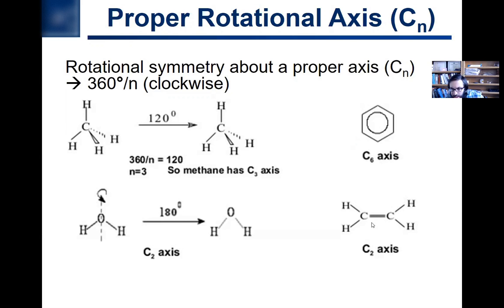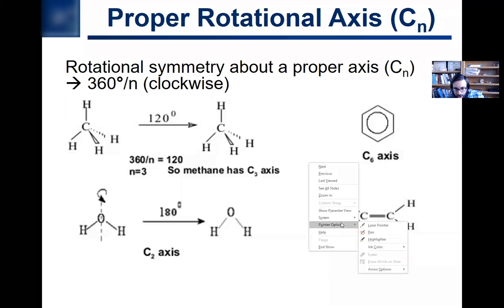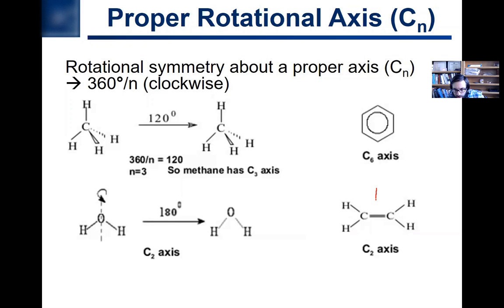This is ethylene, or ethene. This also has a C2 axis. It actually has two C2 axes. If we want to look at what those are, one of them is going to be like this, to rotate it this way. That's going to take this hydrogen to that hydrogen, this hydrogen to that hydrogen. The hydrogens are going to interchange, and these carbons are going to interchange. So you're getting the same molecule back.